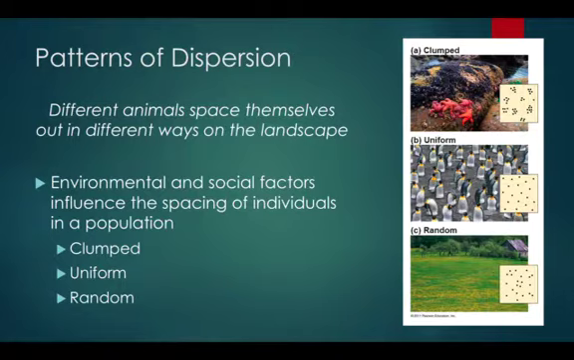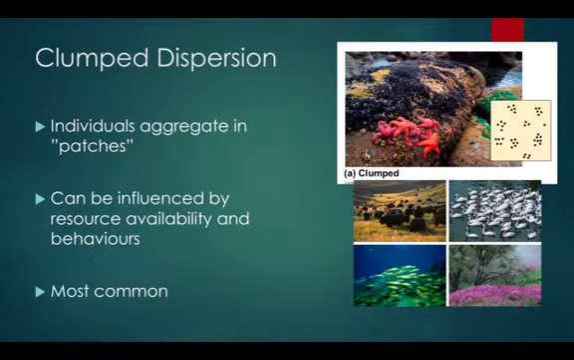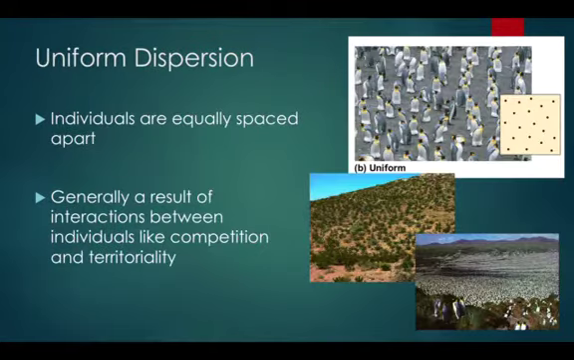We have clumped, uniform, and random. In clumped dispersion, individuals aggregate in different patches. This can be influenced by resource availability and different types of animal behaviors. This is the most common type of dispersion. So here on the right, I have all sorts of different examples of organisms doing this type of dispersion. And if you start going outside and exploring your environment, then you will start to notice these different types of patterns, these different types of dispersion patterns.